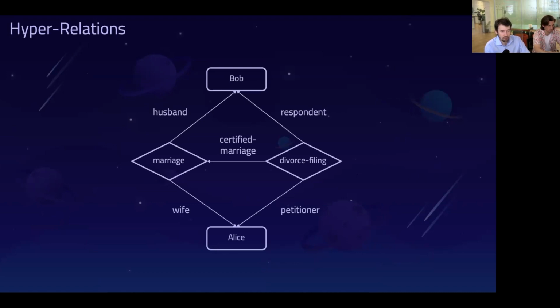And another example of a hyperrelation is the one you see here. So we've got a person entity, Bob. Bob here plays the role of husband in a marriage relation, where Alice plays the role of wife. We also have a divorce filing relation. Unfortunately, Bob and Alice are divorced, because Bob also plays the role of respondent, where Alice plays the role of petitioner in that divorce filing relation. And then we have the marriage relation that plays the role of certified marriage in that divorce filing relation. As we can see here, Bob has not been lucky because Alice has requested a divorce.